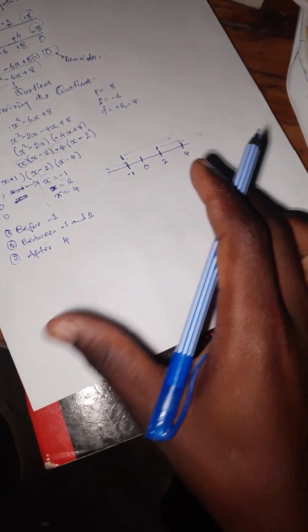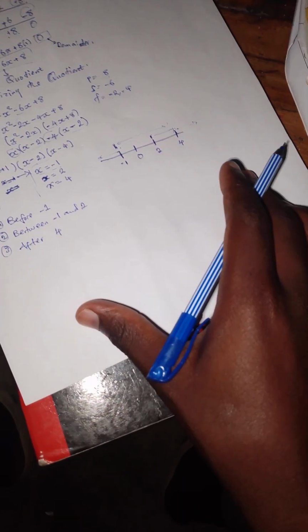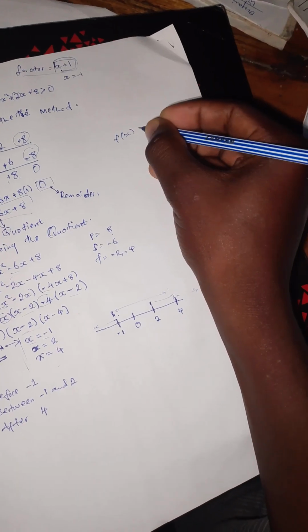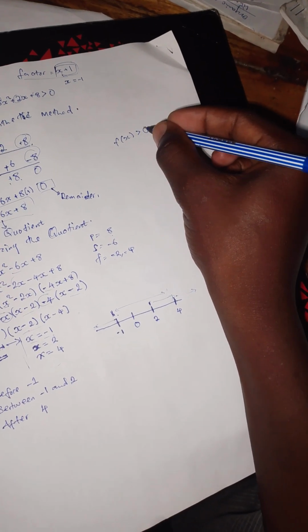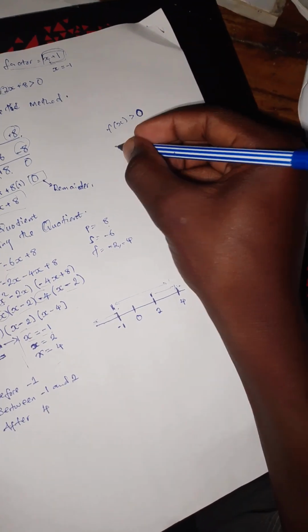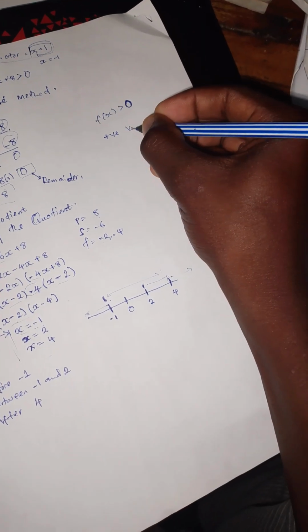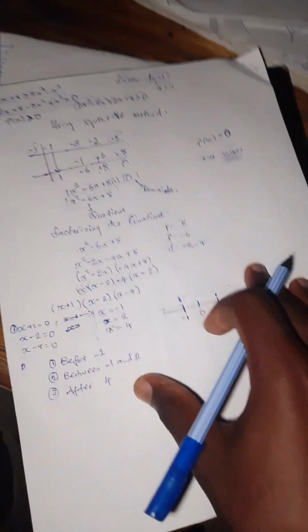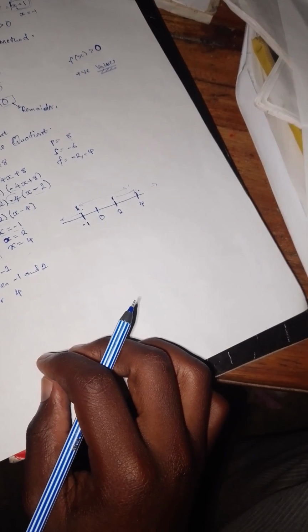After you do that, you are going to test the values. We want values that will satisfy the condition f of x greater than 0, which means the values that we want are values greater than 0, which are simply positive values. So we want positive values, and we are going to test these values.